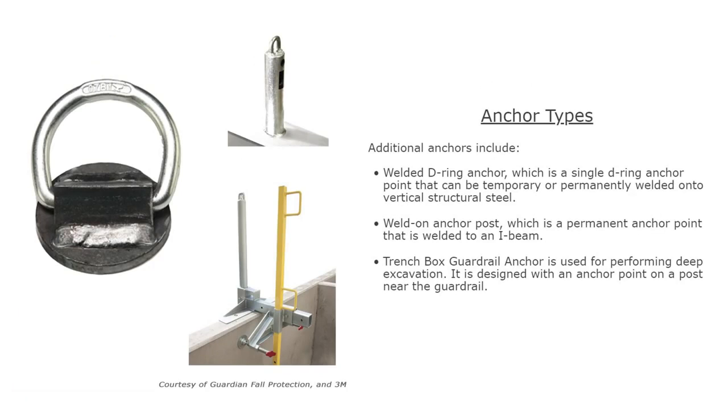Anchor types. Additional anchors include welded D-ring anchor, which is a single D-ring anchor point that can be temporarily or permanently welded onto vertical structural steel. Weld-on anchor post, which is a permanent anchor point that is welded to an I-beam. Trench box guardrail anchor is used for performing deep excavation. It is designed with an anchor point on a post near the guardrail.